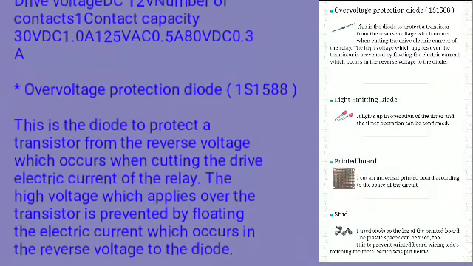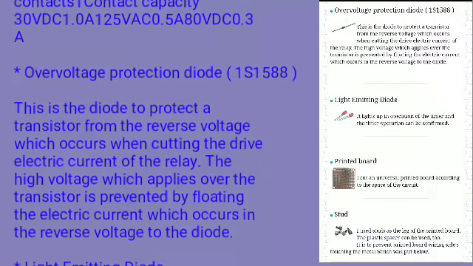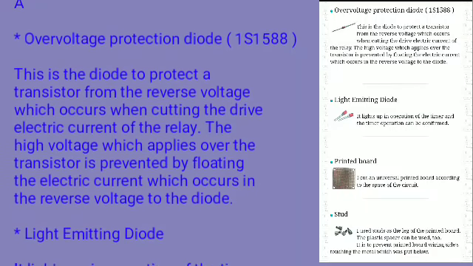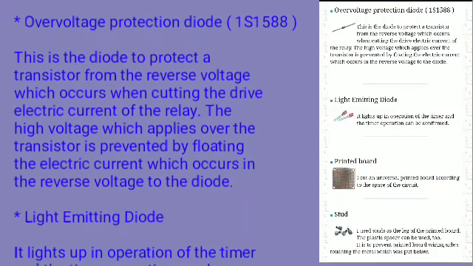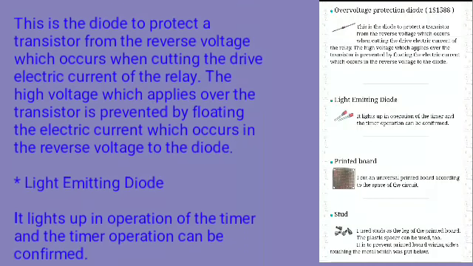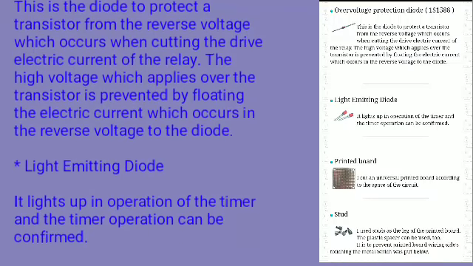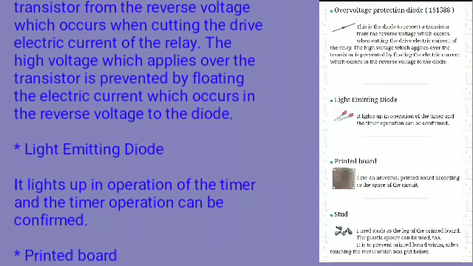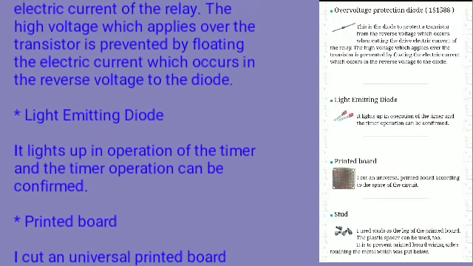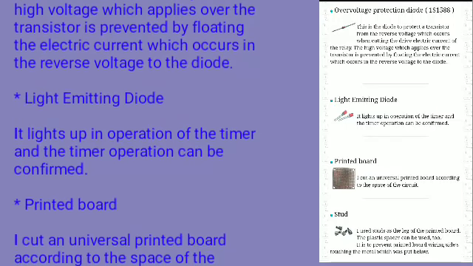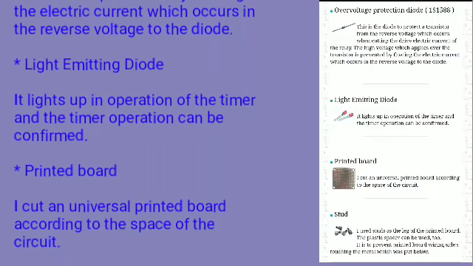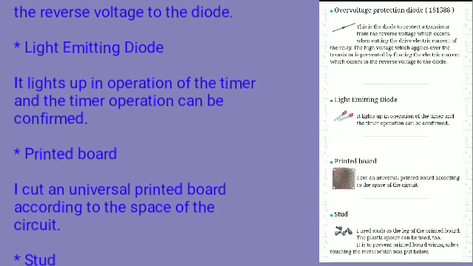Overvoltage protection diode 1S1588. This is the diode to protect the transistor from the reverse voltage which occurs when cutting the drive electric current of the relay. The high voltage which applies over the transistor is prevented by passing the electric current which oscillates in the reverse voltage to the diode.